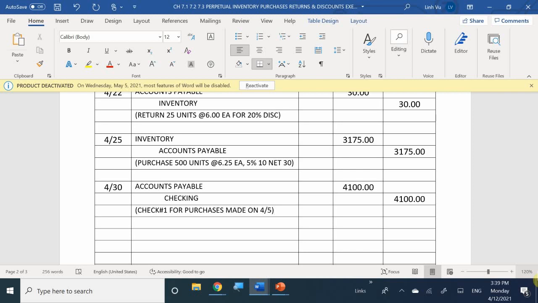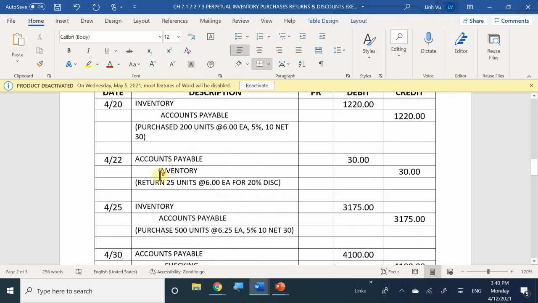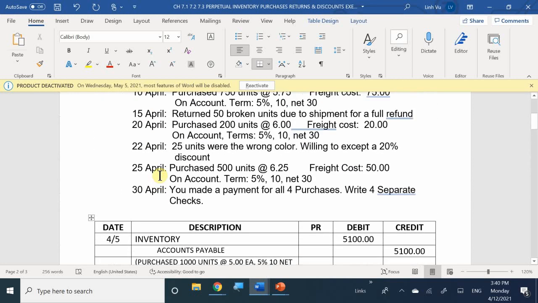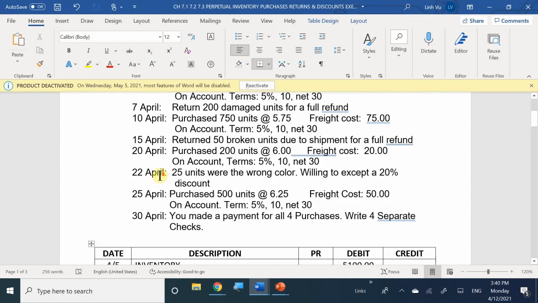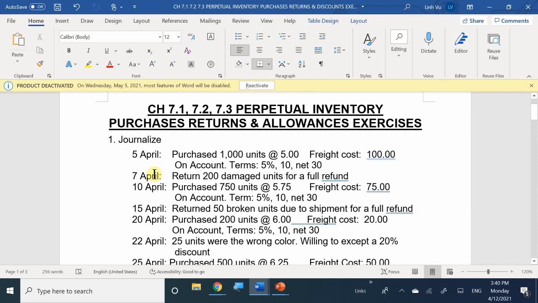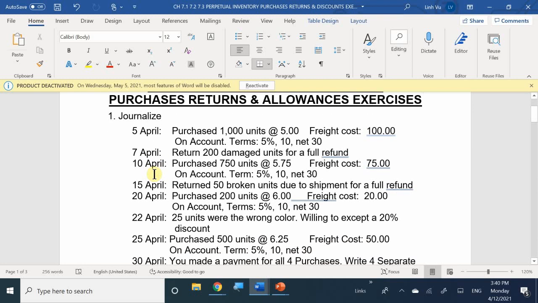All right, there's the first check. Okay. Now let's go ahead and take a look at our second purchases. So we purchased on the 10th of April. Did we make any changes to my inventory?